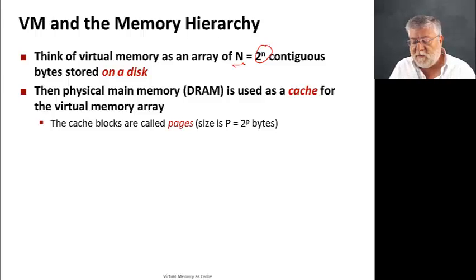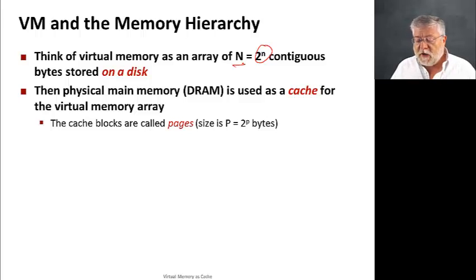The physical main memory, the dynamic RAM in our computer system, you can now think of as a cache for that giant virtual memory array. And that's going to be a much smaller amount of memory. As we've mentioned before, it might be on the order of a few gigabytes.